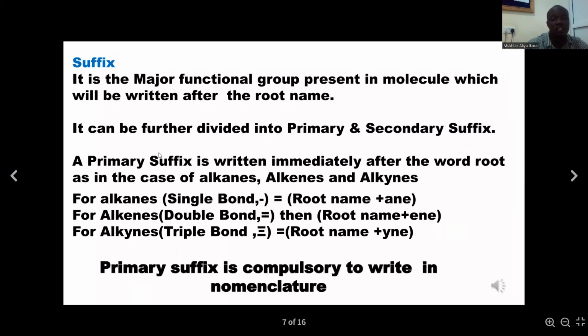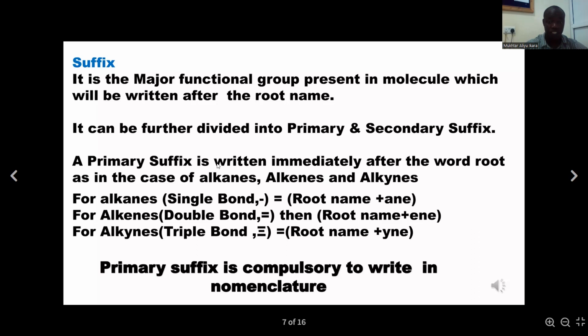Okay, then the next thing is suffix. The suffix is usually based on the major functional group present in the molecules, which will be written after the root name. So usually we write the suffix after the root name or the root word, and the writing of the suffix usually depends on the major functional group in the compound. So it can further be divided into primary and secondary suffix.